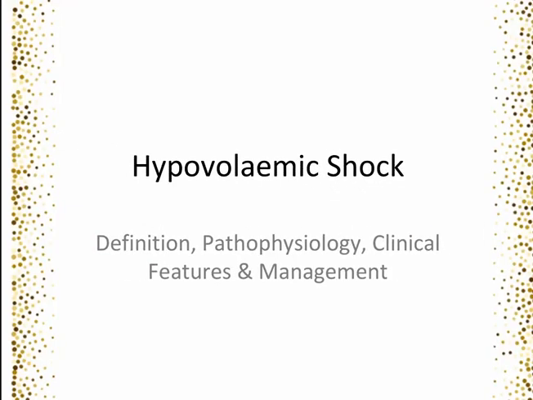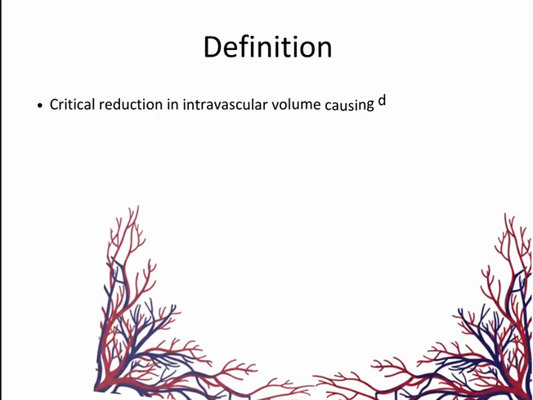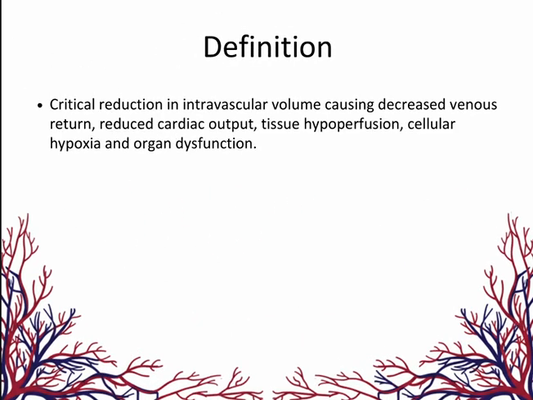Hypovolemic shock. Let's talk about its definition, pathophysiology, clinical features, and measurements. First of all, the definition. Critical reduction in intravascular volume, causing decreased venous return, reducing the cardiac output, tissue perfusion, cellular hypoxia, and organ dysfunction.